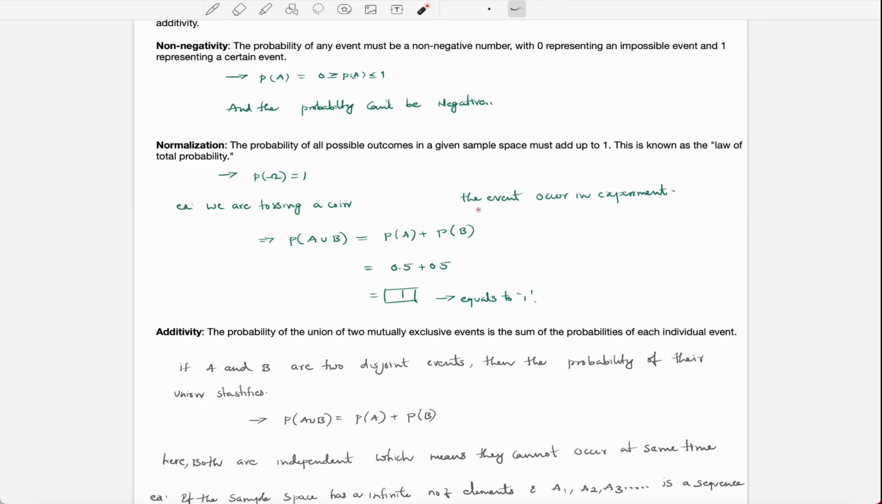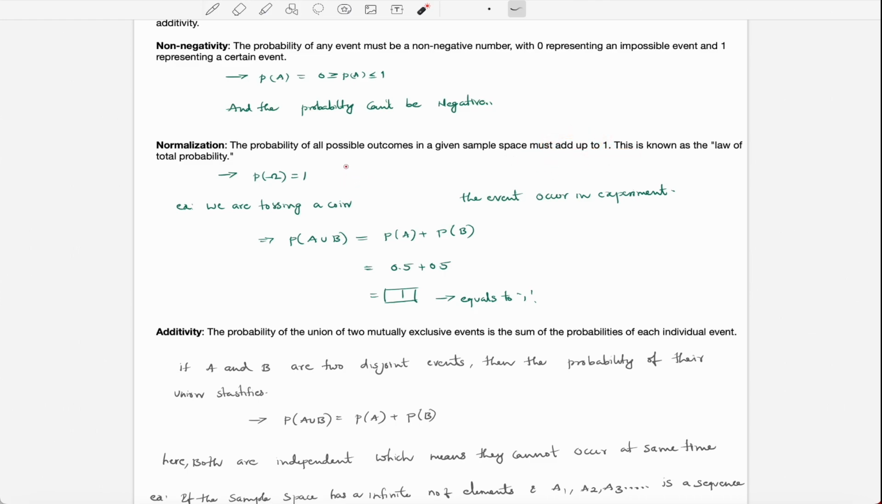And this is an event occurring in an experiment. So we have the probability of A union B, meaning the probability of getting a head and the probability of getting a tail, which is equal to 0.5 plus 0.5, which is equal to 1. This is normalization: the probabilities must add up to 1. I hope you have a basic understanding.